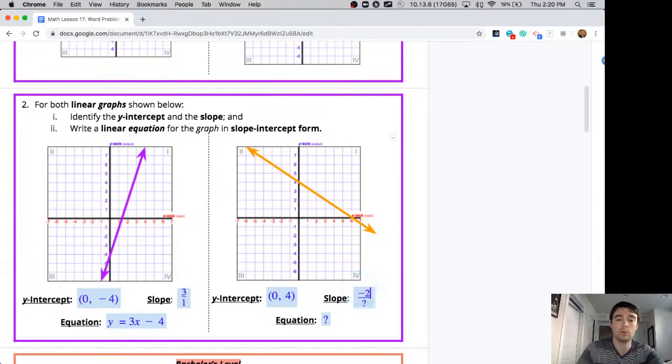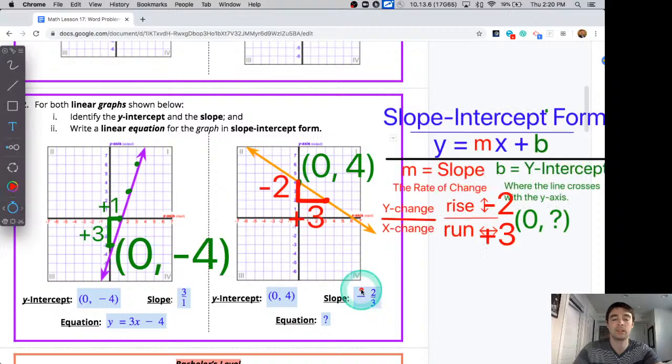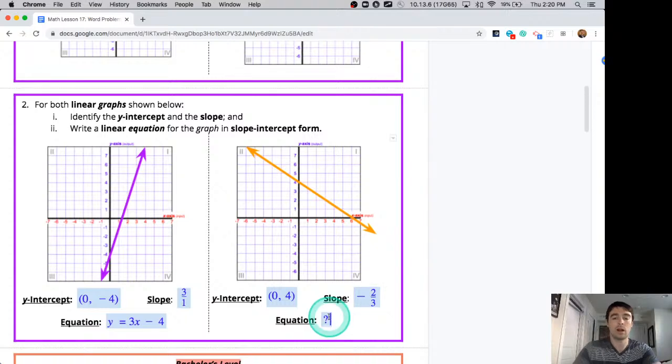Again, -2 over 3. We could simplify that to put the negative sign out in front, because a negative divided by a positive creates a negative, or you could leave that negative attached to the 2 or the 3, but not both. For the equation, once we have the y-intercept and the slope, that's just all we plug in for our mx plus b situation. The m gets replaced by the slope, which in this case is negative 2/3. The b gets replaced by the y-intercept, which is a positive 4.